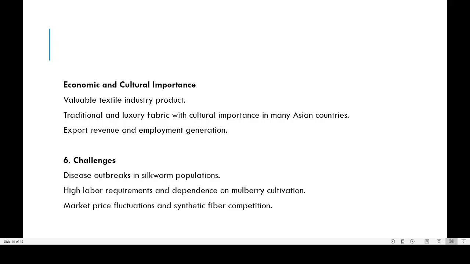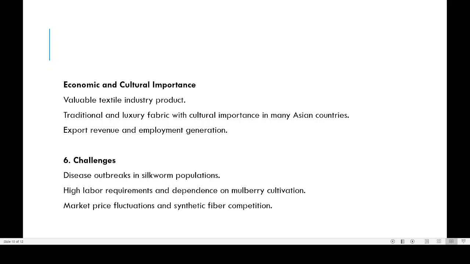Then what are the challenges? Sometimes diseases are there, like chalkbrood disease, which can affect production. There is also a high labor requirement. This is something we cannot do with machinery. People have to personally take care of that. So it's labor intensive, and a lot of workers are needed.